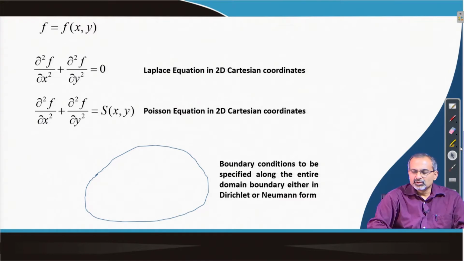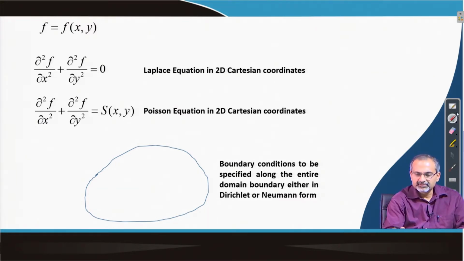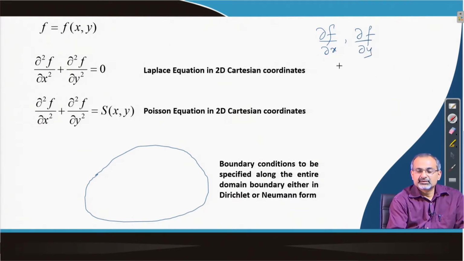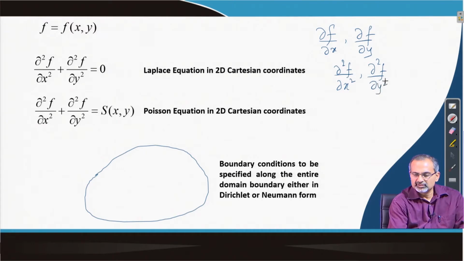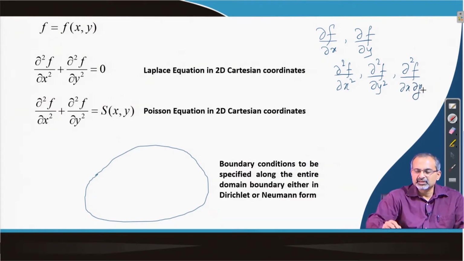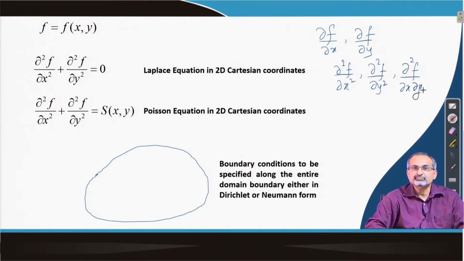For example, we could have first derivatives of f defined as del f del x, del f del y, and we could have second derivatives of f with respect to x, with respect to y, or also mixed derivatives with respect to both x and y.